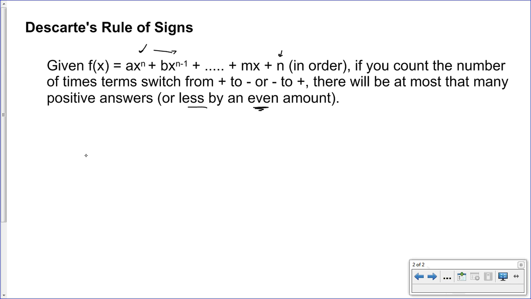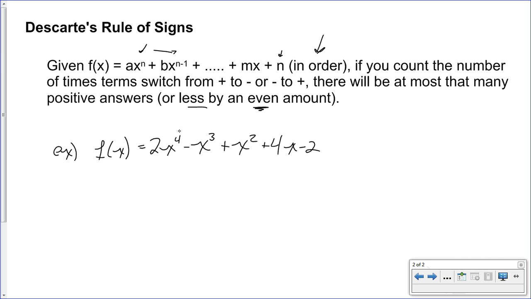So what does that mean? Let's look at an example. Say we have f of x equals 2x to the fourth minus x cubed plus x squared plus 4x minus 2. So first it says in order. As you can see here, our exponents drop in order: 4, 3, 2, 1, and then 0. You want to make sure it's in standard form with your exponents in descending order.